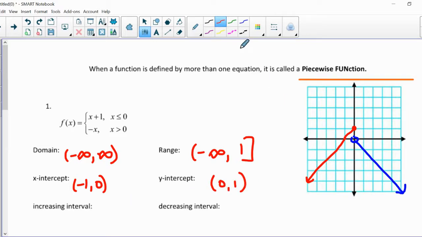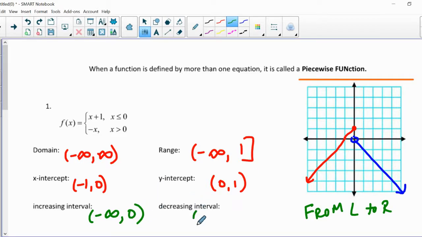This function is increasing. When we think about increasing, we're always thinking about as we go from left to right. So if I'm going left to right, my function is increasing on the red. So that means it's increasing from negative infinity to 0. And we will never put brackets for increasing and decreasing, because even though this is a closed circle, it's not really increasing at that point. It stops at that point and then starts over. So we're always going to put parentheses here. And then this is decreasing from 0 to infinity.